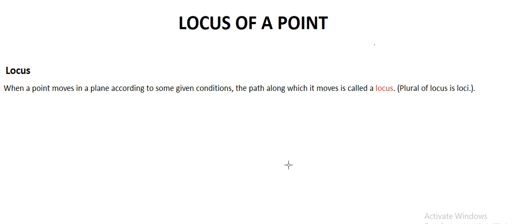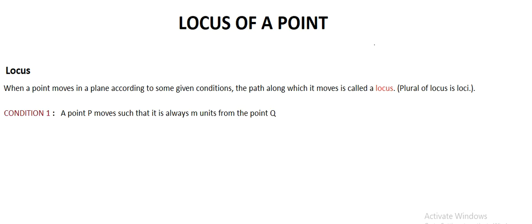I will give you an example. Suppose this condition is given. That is, a point P moves such that it is always m units from the point Q. So here Q is the fixed point and P is the moving point. And there is a condition given here. The distance between P and Q must always be m units. So wherever P moves, the distance between P and Q is a constant, that is m units.